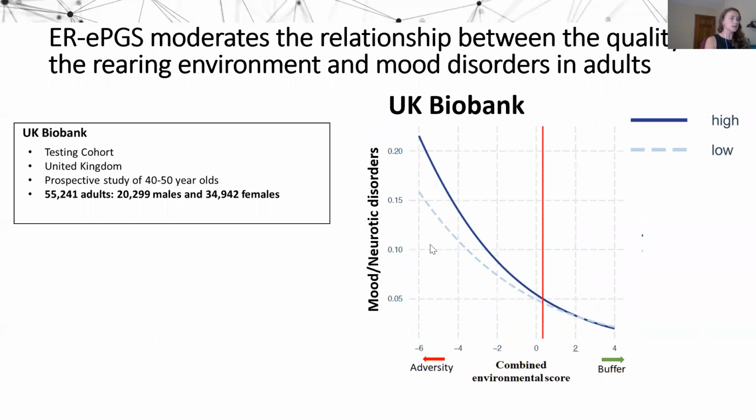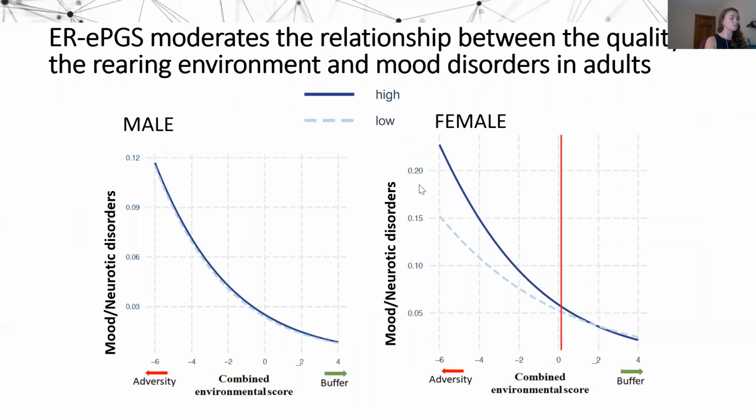In adults, we see that individuals, again, with this high polygenic score have high mood and neurotic disorders in adverse contexts, but low neurotic disorders in buffering contexts. When we split this further into males and females, we identified that this effect, again, held in females, but not in males.